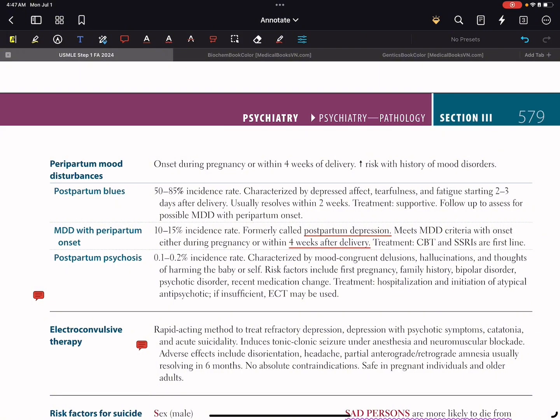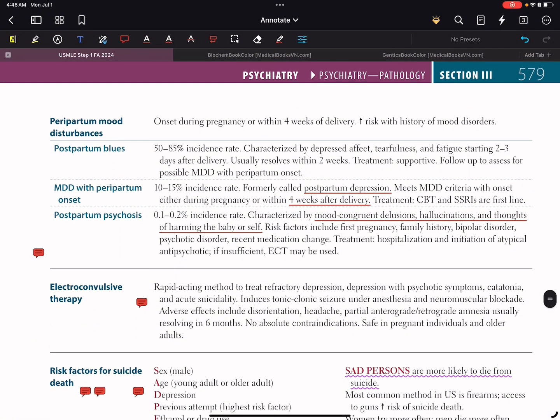Postpartum psychosis, 0.1 to 0.2% incidence rate, is characterized by mood congruent delusions, hallucinations, and thoughts of harming the baby or self. Risk factors include first pregnancy, family history, bipolar disorder, psychotic disorder, and recent medication change. Treatment: hospitalization and initiation of atypical antipsychotics. If insufficient, ECT may be used.